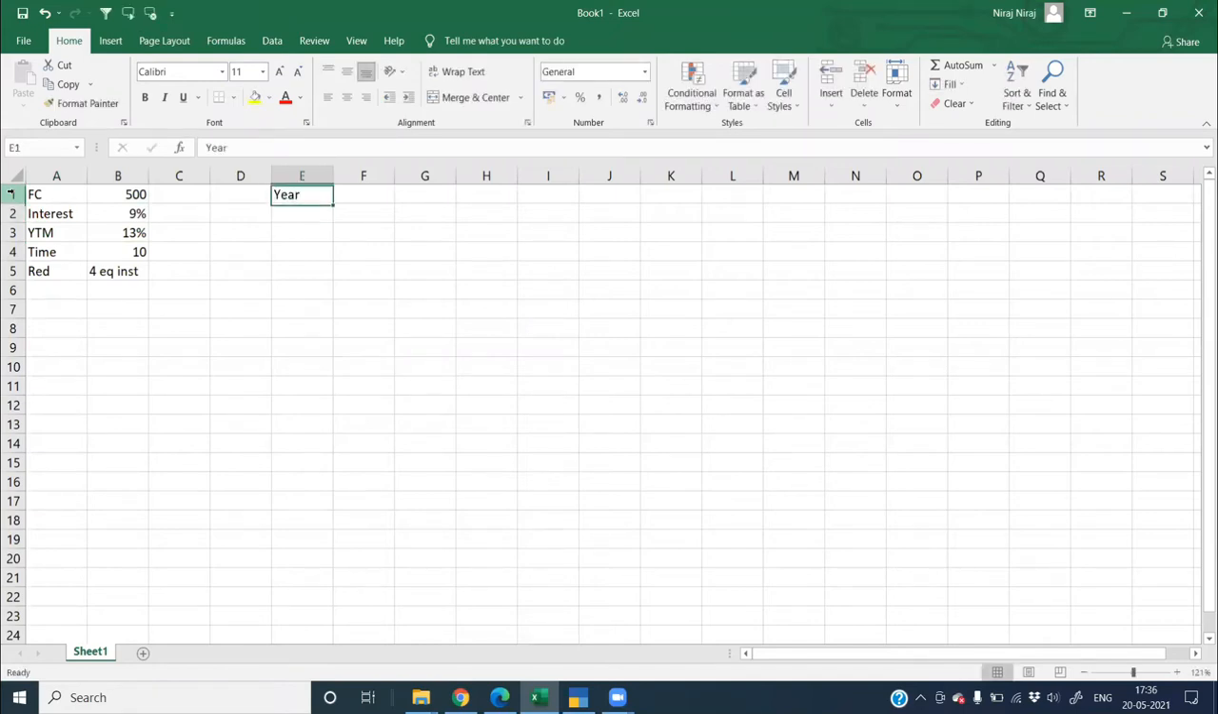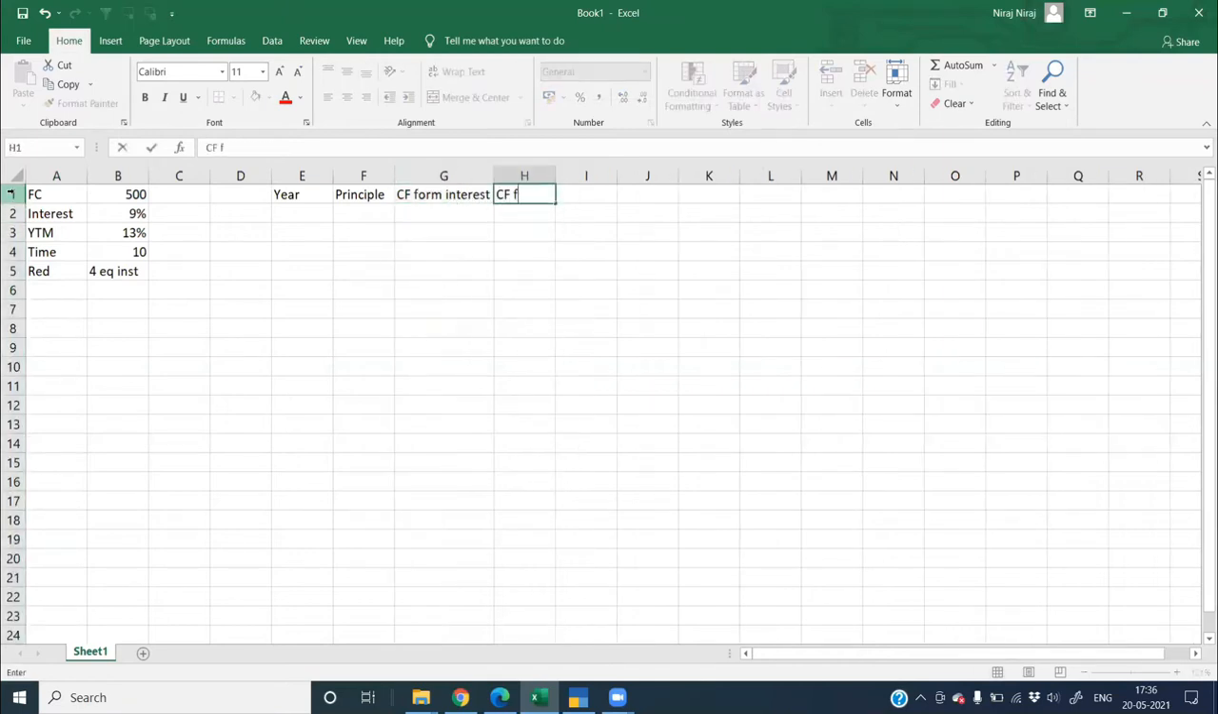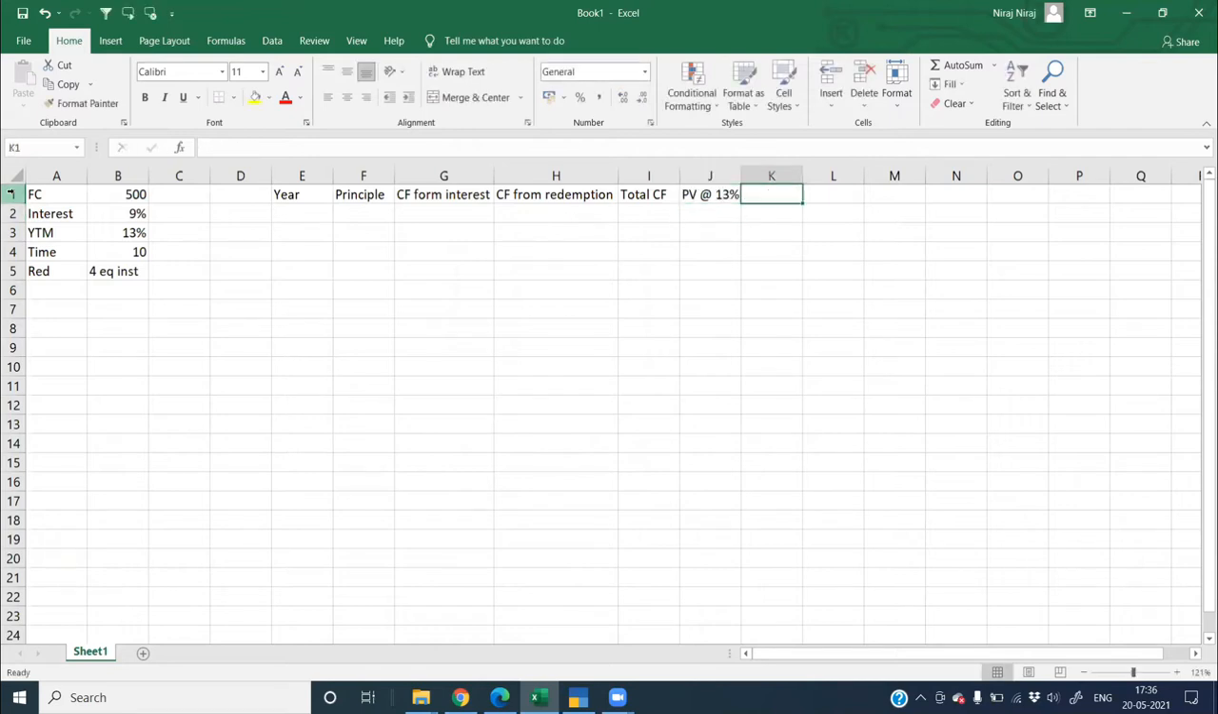My first column will be year. The second column I will make here is principal. I will explain specifically why in this case I am taking principal as one specific column. Then I will take my cash flow from interest income, cash flow from redemption, total cash flow, present value at 13%, because 13% is YTM, and present value into cash flow will be my last column. So these are my headers.